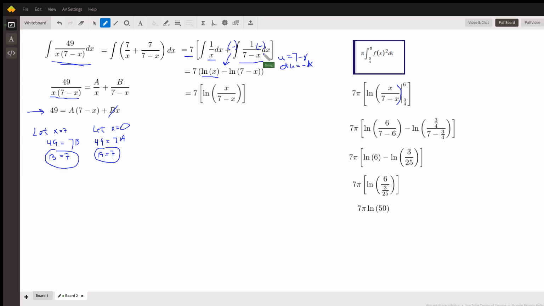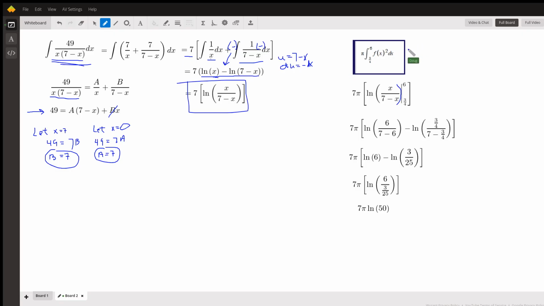And then the antiderivative of 1 over u is ln of u, but u is 7 minus x. And then use the properties of logarithms. The log of a quotient equals the difference in the logs. So we're collapsing these into one logarithm. There's your antiderivative right there for this guy, f of x squared.